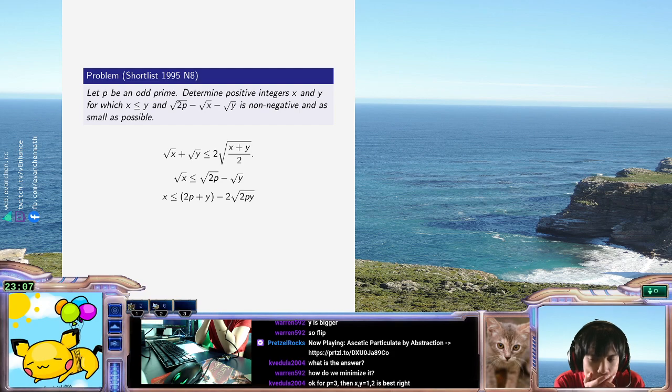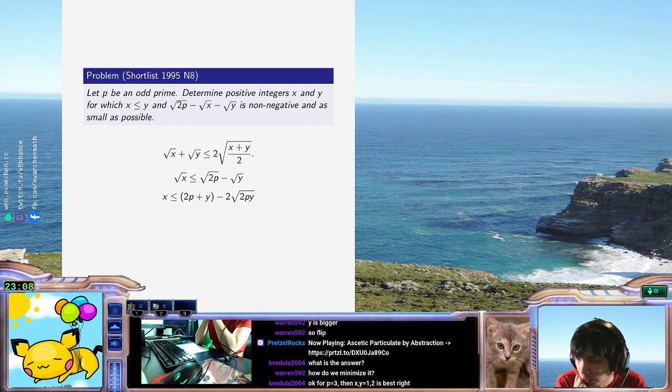Okay, well, if p equals 3, is that true? 1, 2? No way. Really? How is 1, 3 not better? No. Hang on. Oh, wait. No. X equals Y equals P does not work. What am I talking about? Okay, never mind. I'm just completely confused in the head.